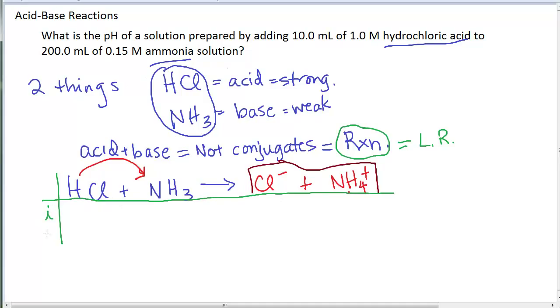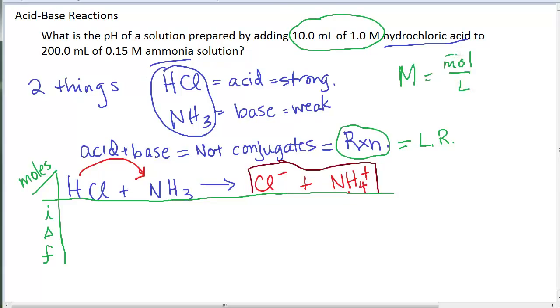So it's kind of like an ICE table, but I have an initial, change, and a final amount. It's not really an equilibrium down here because this is going to proceed in the forward direction. As suggested in class, it's probably best to run this in moles rather than molarity when you do your stoichiometry. And here's how I get the moles. I have milliliters and molarity is equal to moles over liters. So I'm going to solve for moles by taking molarity times liters, and I'll do that for both the ammonia and the HCl.